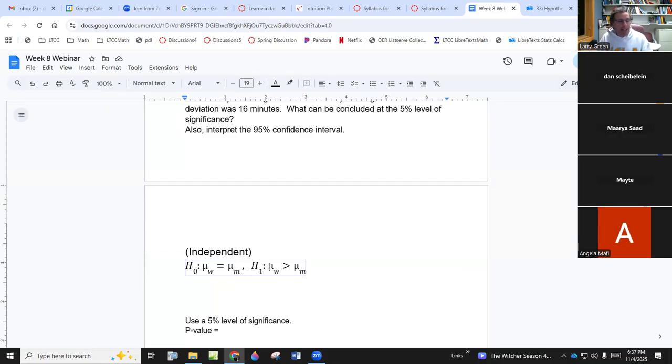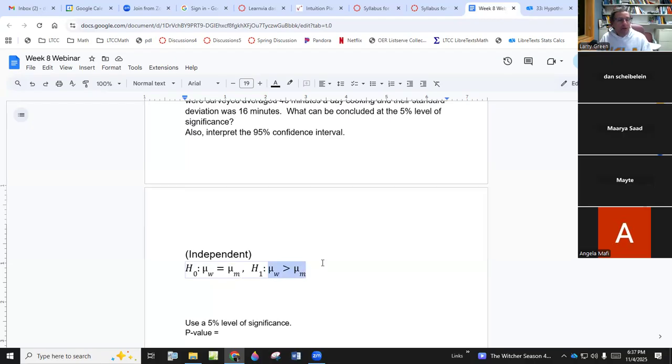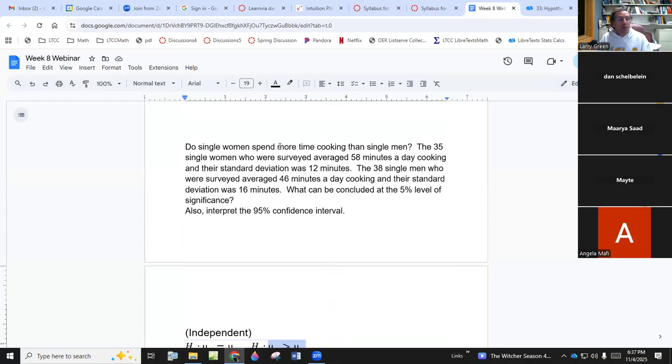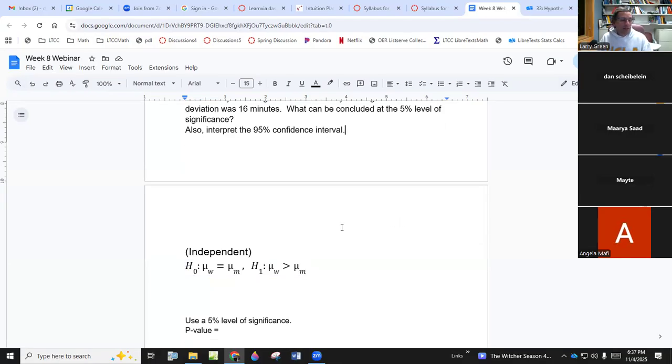And H1 is mu W is greater than mu M because of the word more. Always look for those keywords. Any questions on the null and alternative hypotheses?